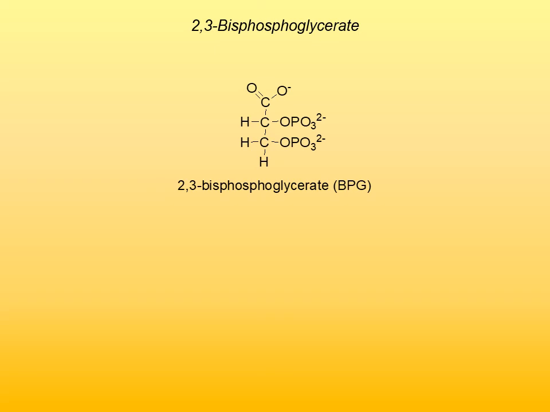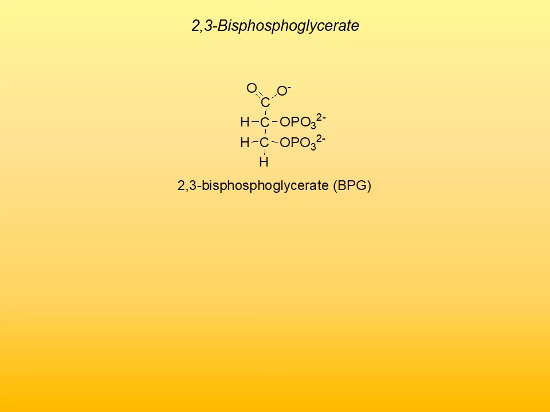BPG ends up binding to the ends of beta chains. And this is very important because beta chains are the ones that in T form have absolutely no affinity for oxygen. Alpha chains would still have some affinity for oxygen. So if BPG were to bind and stabilize the T form of alpha chains, that actually would not really accomplish the task because alpha chains would still have some low affinity for oxygen and they may not flip from R to T form. But beta chains in T form have absolutely zero affinity for oxygen.